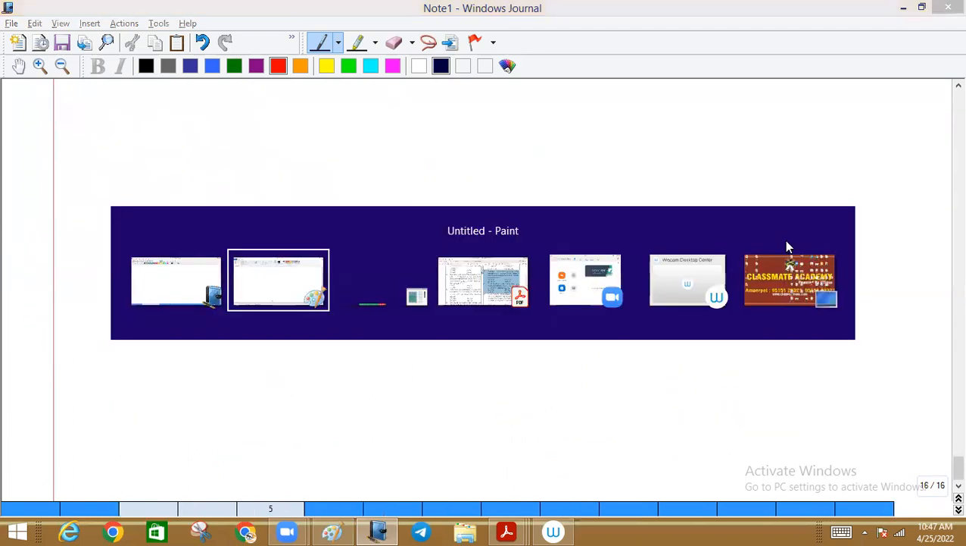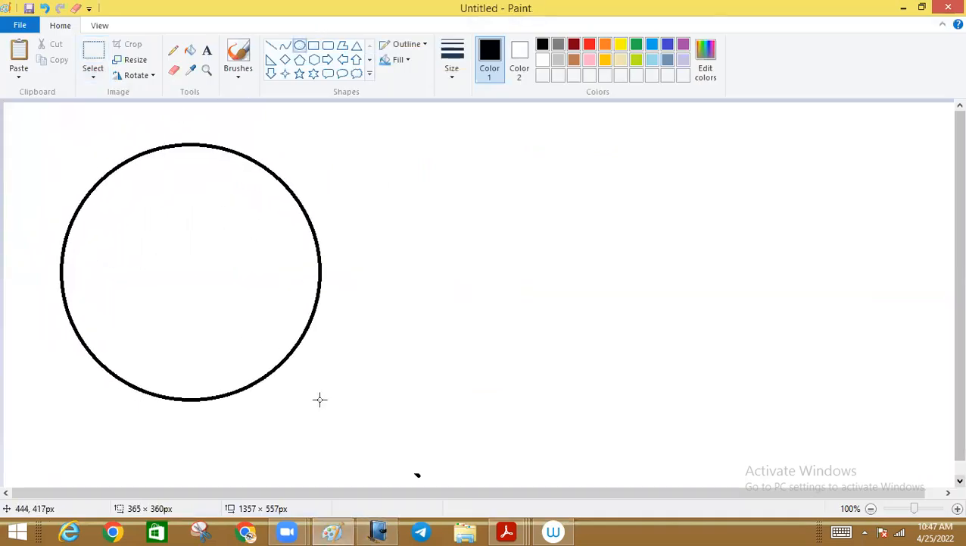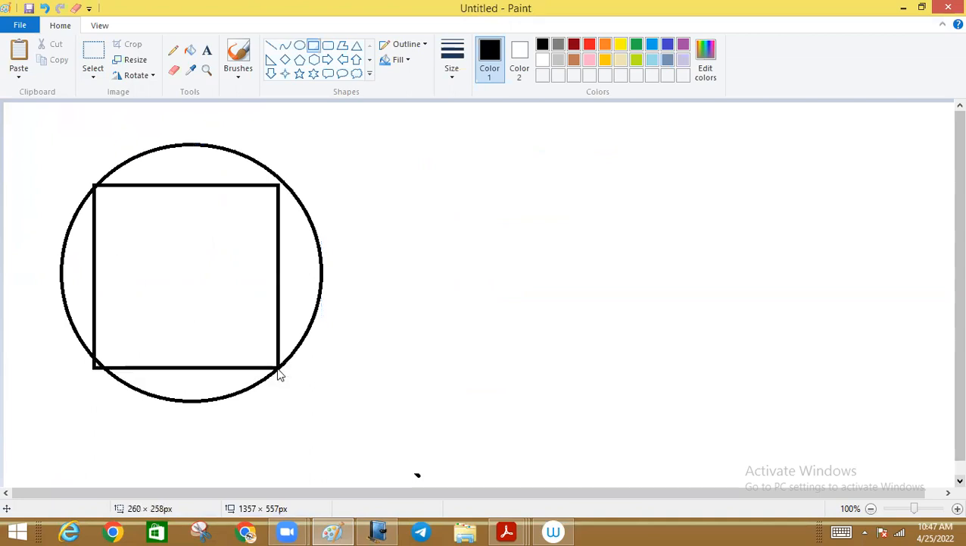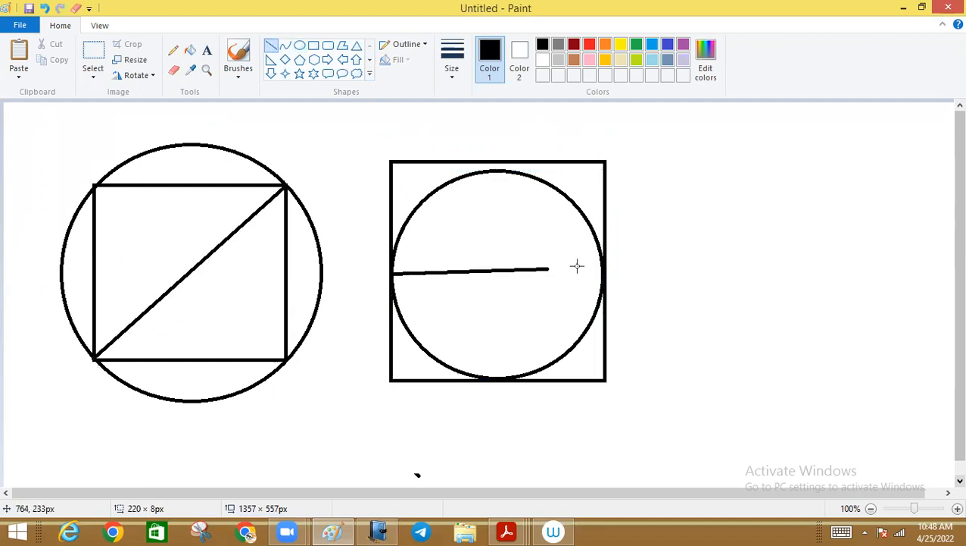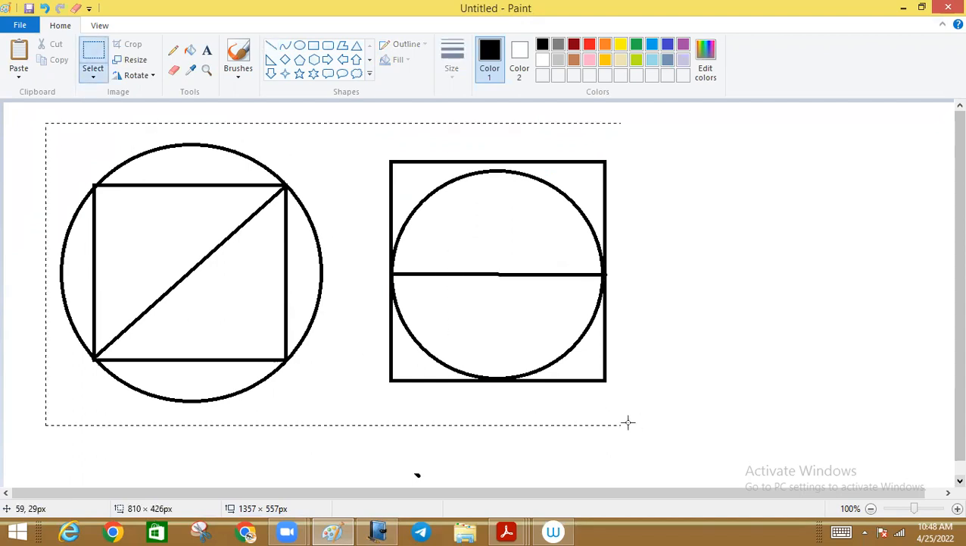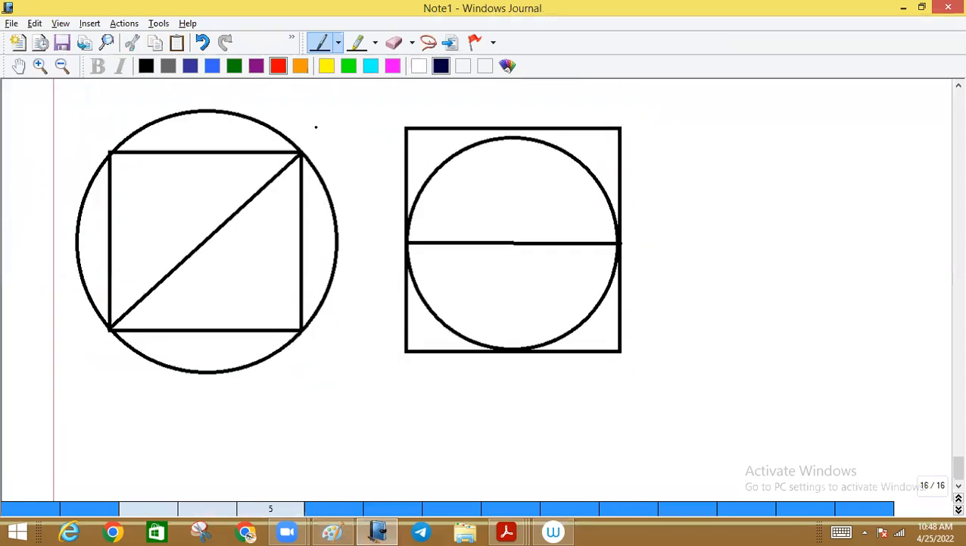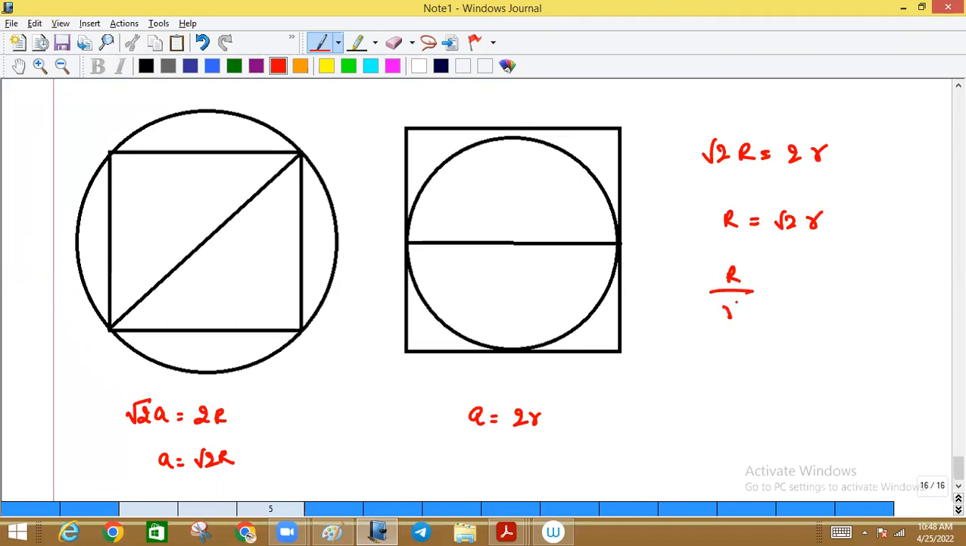Now you look at circle and a square. A square is inscribed in a circle. A circle is inscribed in a square. Let the side of the square be the same in both cases. For the first one, the diagonal of a square is equal to the diameter of the circle. Therefore, A is equal to root 2 R. For the second, the side of a square is equal to the diameter. Therefore, root 2 capital R is equal to 2 small r, and A is equal to root 2 small r by r.